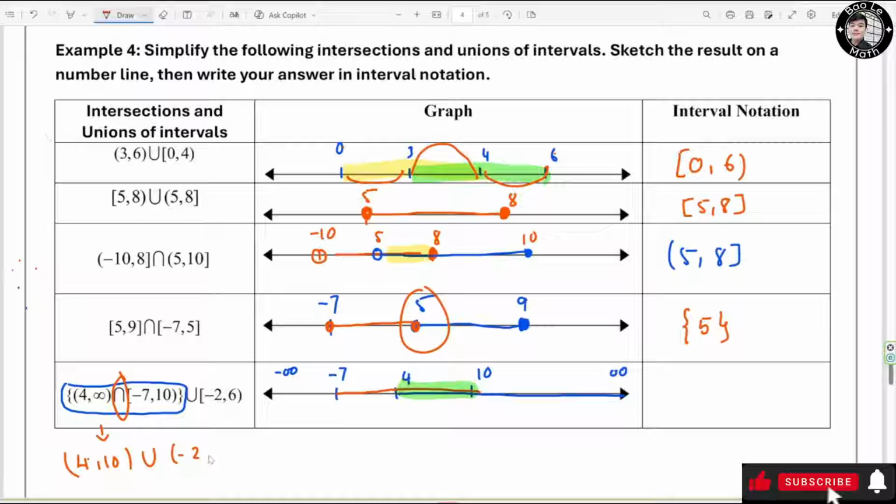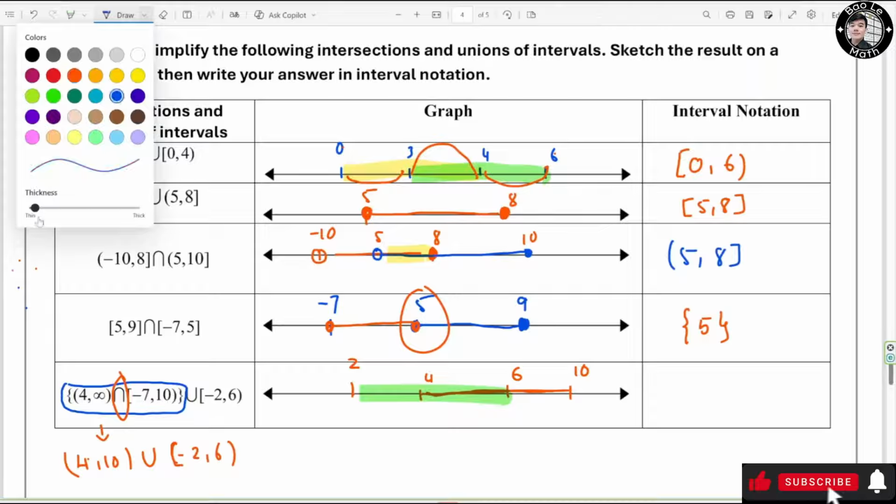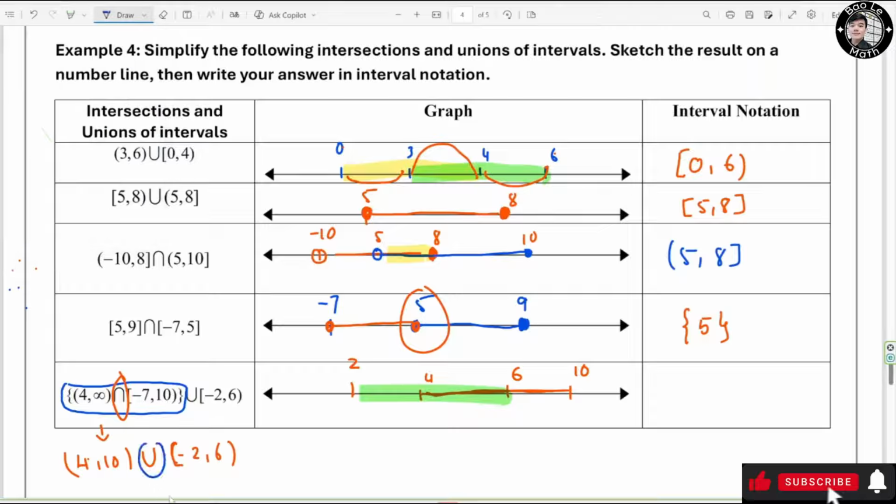Union negative 2 to 6, right? Negative 2 here, 4 here, 6 here, and 10 here. 4 to 10 should be this guy right here. Negative 2 to 6 should be this guy right here, right? So when you take the union, we need to take the overlapping one and non-overlapping one, right? So we only have this guy overlapping right here. So it should be from negative 2 to 4, 4 to 6, and 6 to 10. We combine them, it should be.